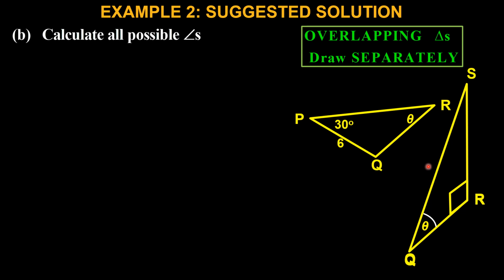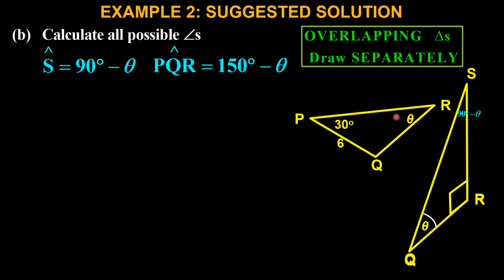Okay. The next thing that we need to do is calculate all the possible angles. If I have two angles, I can find the third one. There I've got a 90 and a theta, so I can work out angle S, which, from the sum of the angles of a triangle, gives me 90 minus theta. Once you calculate the angle, the best is to just insert it in your sketch. There we've got another triangle, a 30 and a theta. From the sum of the angles of a triangle, it's 150 minus theta. So let's insert that in the sketch as well.